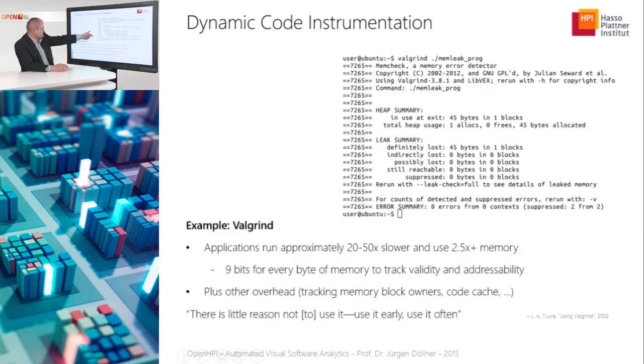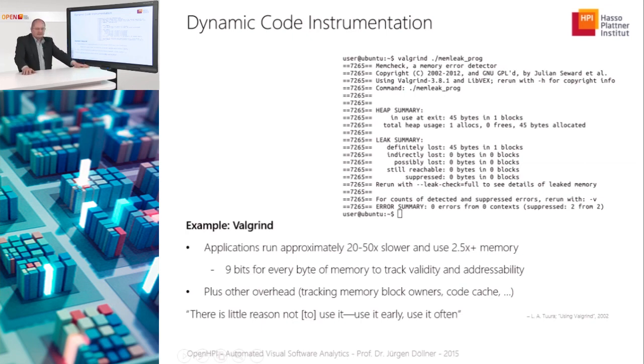This is a sample report. The heap summary, for example, says there are still 45 bytes in use at exit time, so we have a memory leak here. It definitely lost 45 bytes in a certain block. This is one part of the report that is given back to the developer.